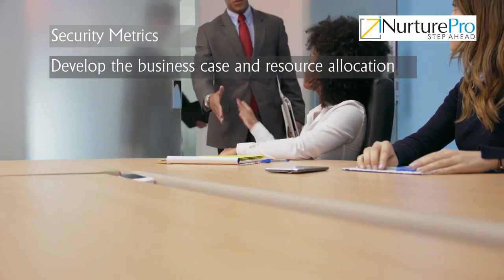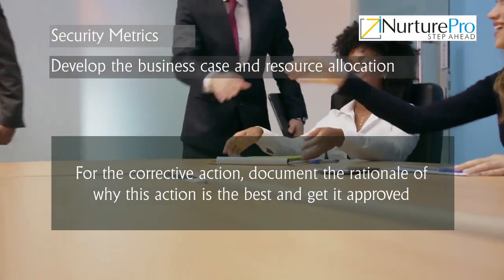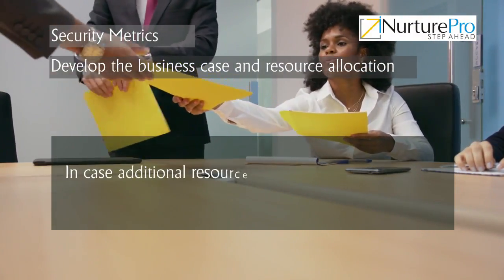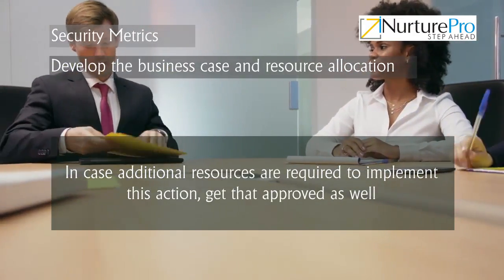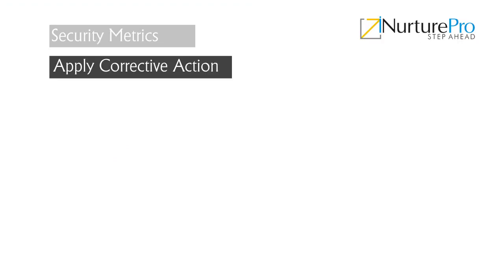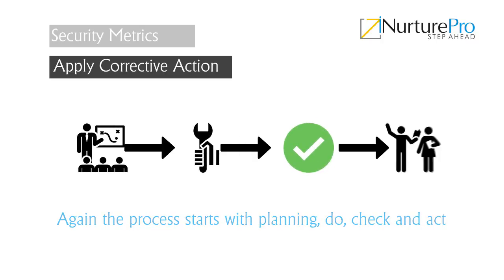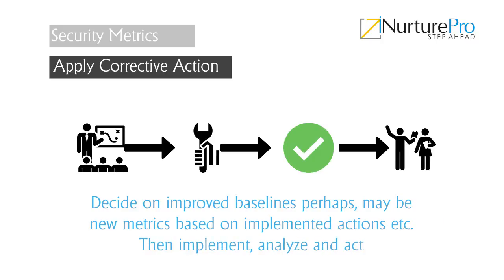Develop the business case and resource allocation. For the corrective action, document the rationale of why this action is the best and get it approved. In case additional resources are required to implement this action, get that approved as well. Apply corrective action. The next step is applying the corrective action. Again, the process starts with planning, do, check and act. Decide on an improved baseline, perhaps new metrics based on implemented actions, etc. Then implement, analyze and act.